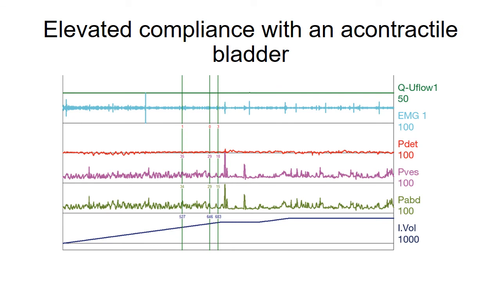Now we can see elevated compliance with an acontractile bladder. Here the bladder volume has reached 800 ml with minimal changes in vesical pressure. The patient is asked to void, but no detrusor contraction or sphincteric activity is seen. This is usually seen in sacral level lesion.